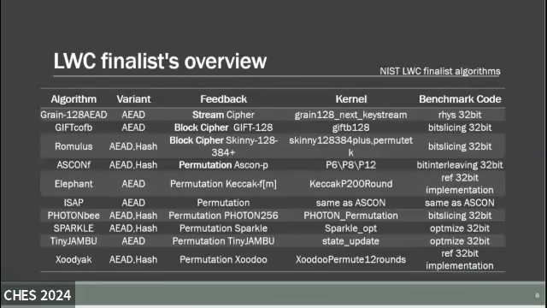So now let's examine the finalists for the LWC, as outlined in the following table. We have one algorithm based on a stream cipher, two algorithms based on block ciphers, and the rest are permutation or sponge-oriented designs. We have evaluated the acceleration for all LWC finalists, targeting the AEAD part of the algorithm. We focus on the kernel of each algorithm, which is the high-computation part of the code. For each algorithm, we use the benchmark code, the 32-bit version, usually written in C or C++, that is taken from the NIST LWC repository and used to evaluate the software performance.